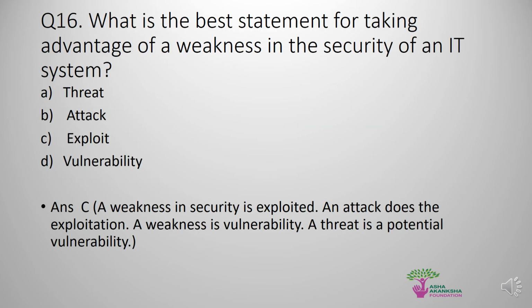The next question is, what is the best statement for taking advantage of a weakness in the security of an information technology system? Options are A. Threat, B. Attack, C. Exploit, or D. Vulnerability. The correct answer to this question is option C, that is exploit. A weakness in security is exploited. An attack does the exploitation. A weakness is a vulnerability. A threat is a potential vulnerability.